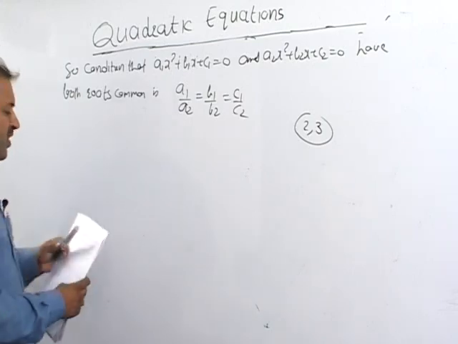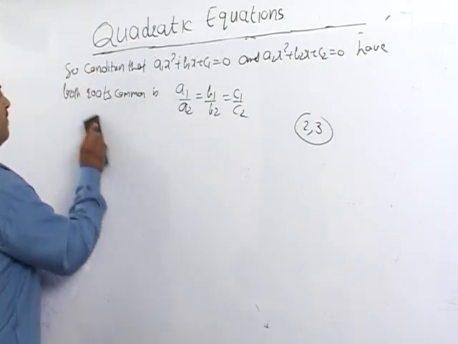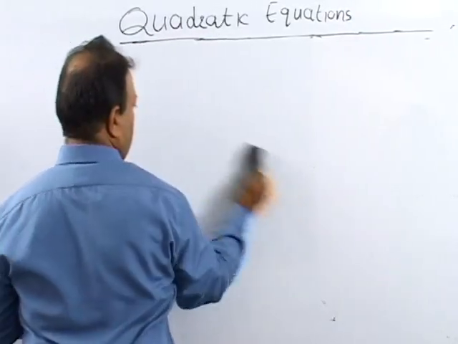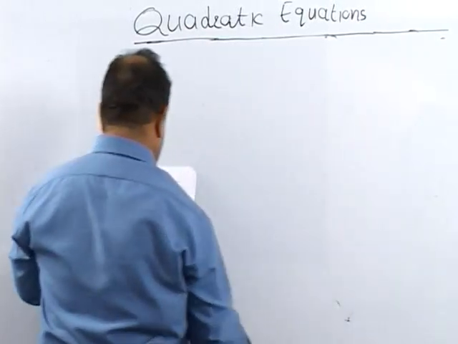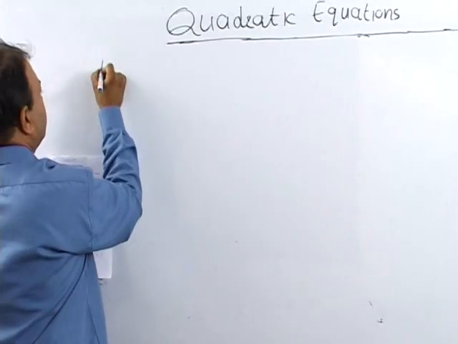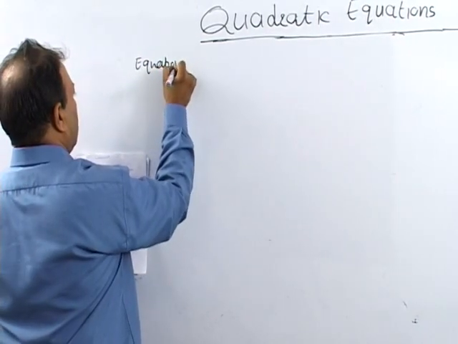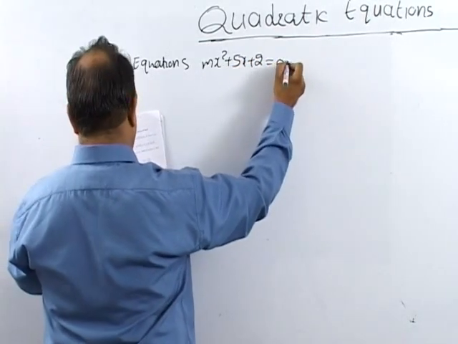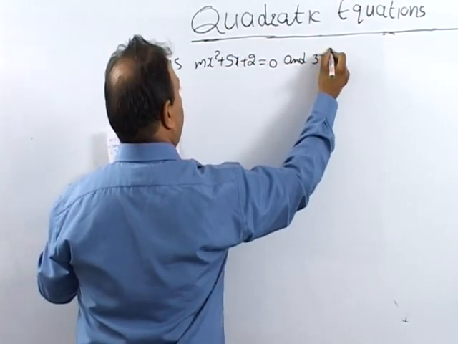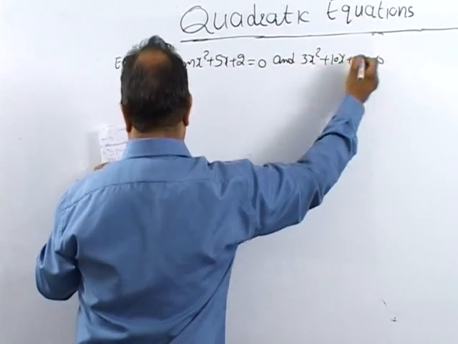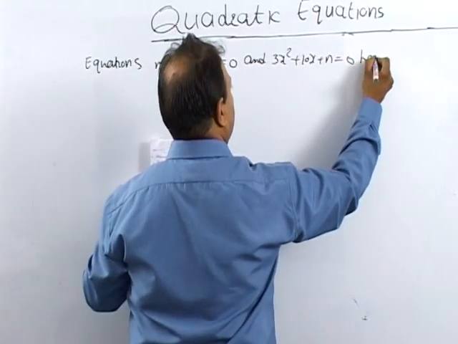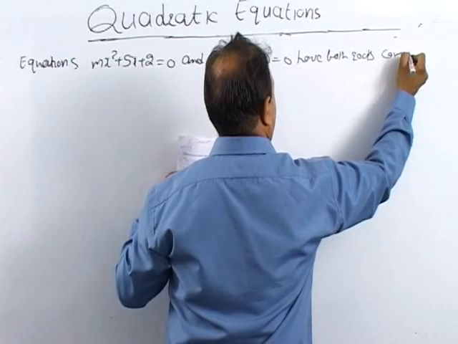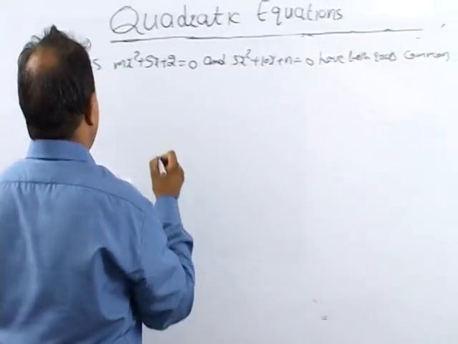Now a problem based on this condition. The first question is: the equations mx square plus 5x plus 2 is equal to 0 and 3x square plus 10x plus n is equal to 0 have both roots common. Then m comma n are?